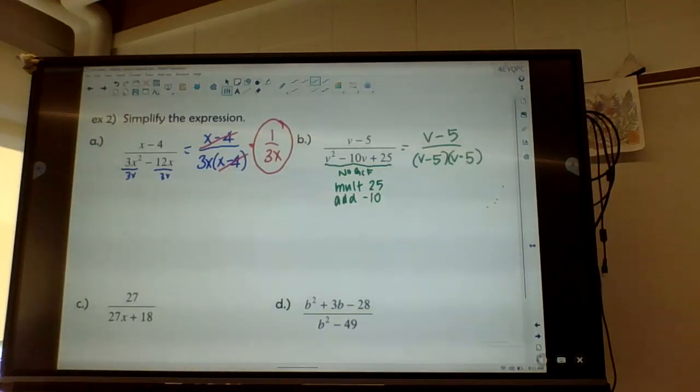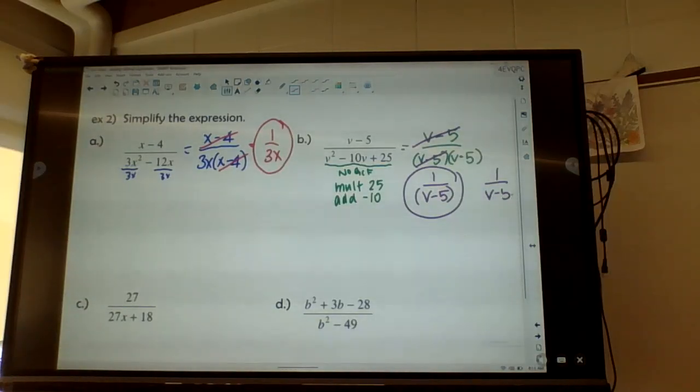So two negative 5s. And now when I go to do this, I see that the v minus 5 and the v minus 5 would cancel on the top and the bottom. I can only cancel one of them though, so I'm left with 1 over v minus 5. If you want to keep it in parentheses, you can. You don't have to. But we just get to cancel that out and simplify it a little bit.